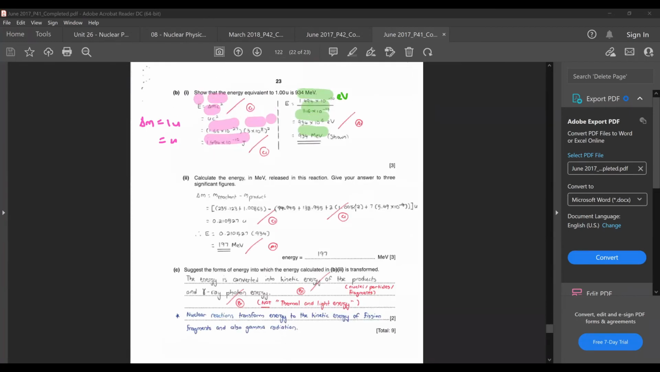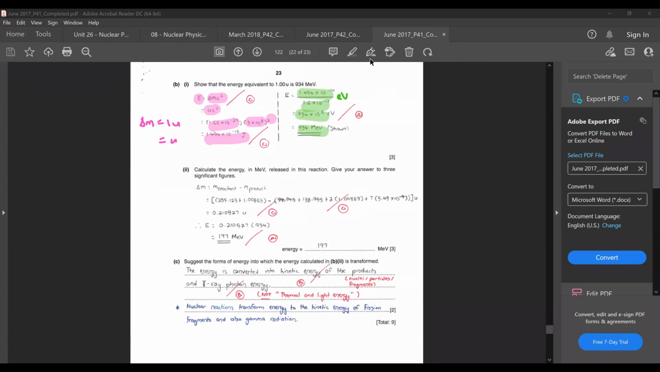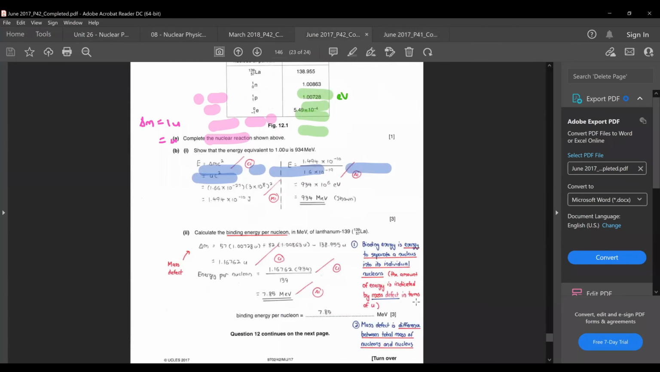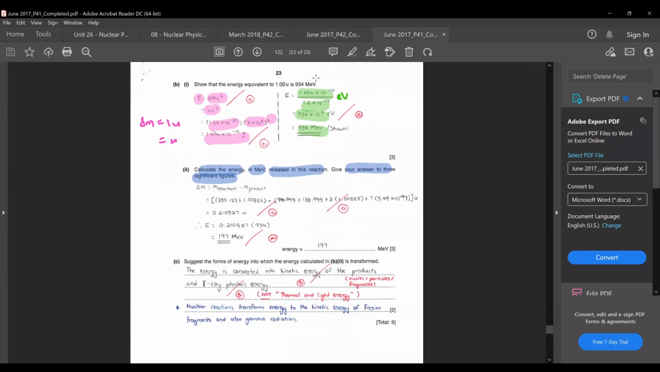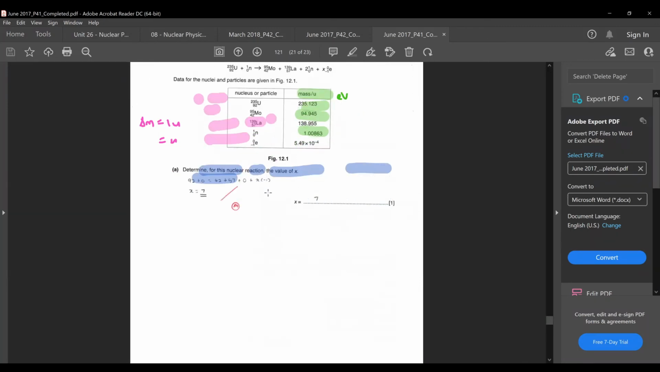Now after that, they will ask you to calculate the energy in MeV released in this reaction. Give your answer to 3 significant figures. Now this one is different from what you just did. The one that you did just now was calculating binding energy. This one is also calculating energy, but it's not asking you to calculate binding energy. It's asking you to find the energy released in the reaction. What we mean by that is this.